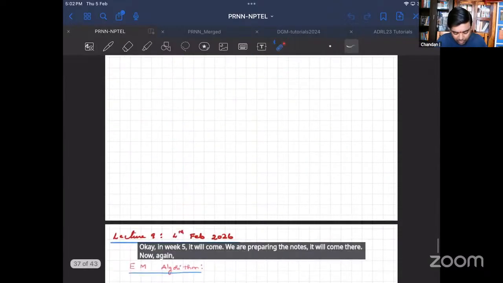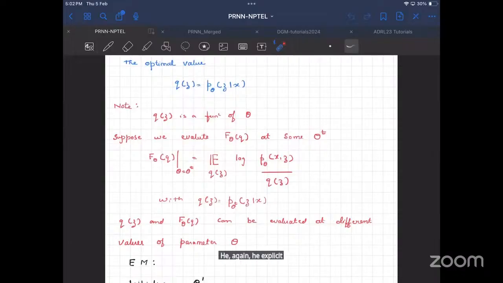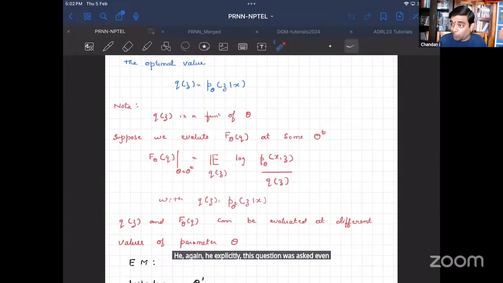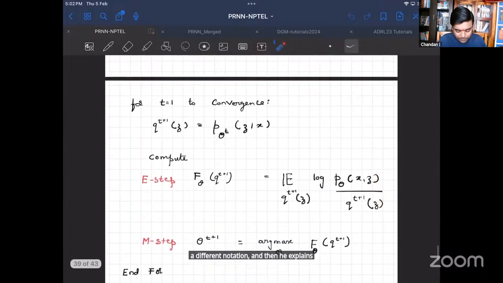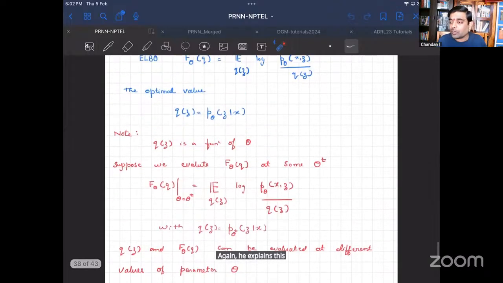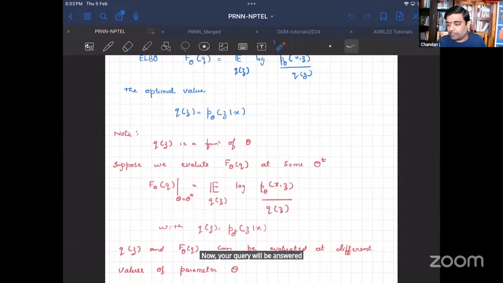Now, in the week 5 beginning, he explicitly answers this question, which was asked even in the post class. He represents it in a different notation, and then he explains this. Again, he explains this. Don't worry. Once the week 5 is released, your query will be answered. My apologies, I just jumped. It's fine, no problem.